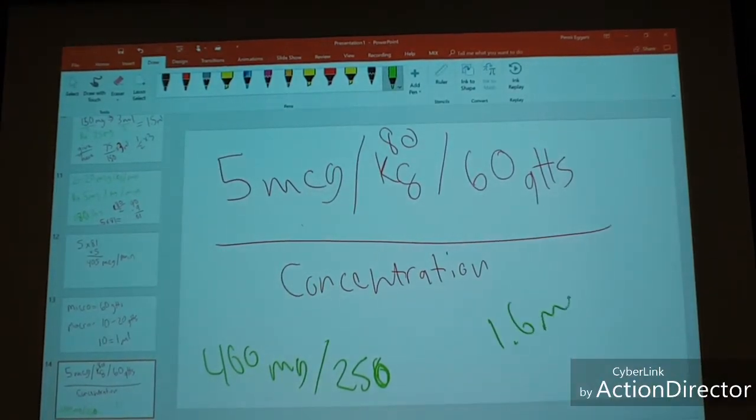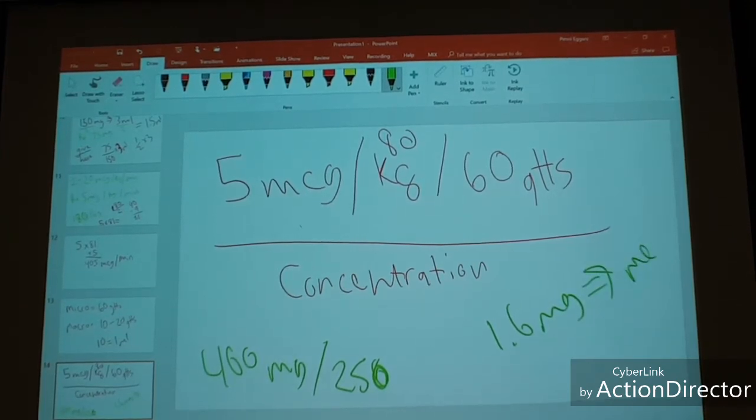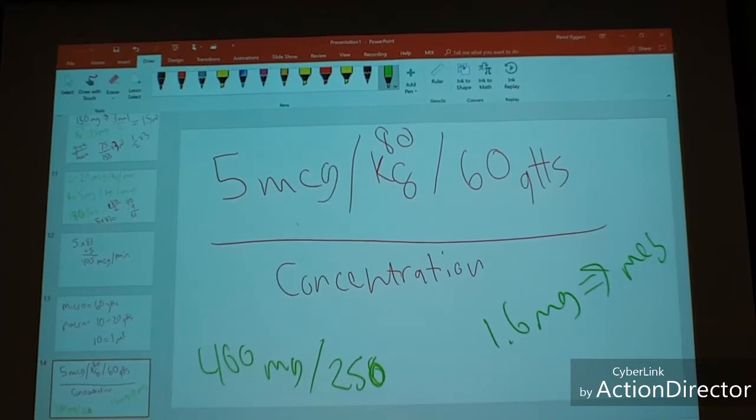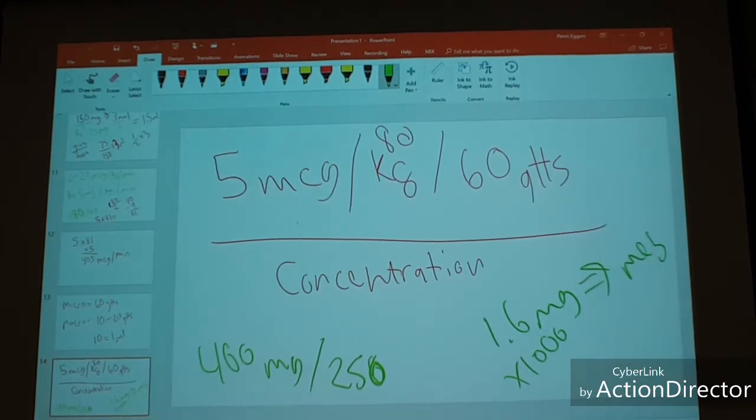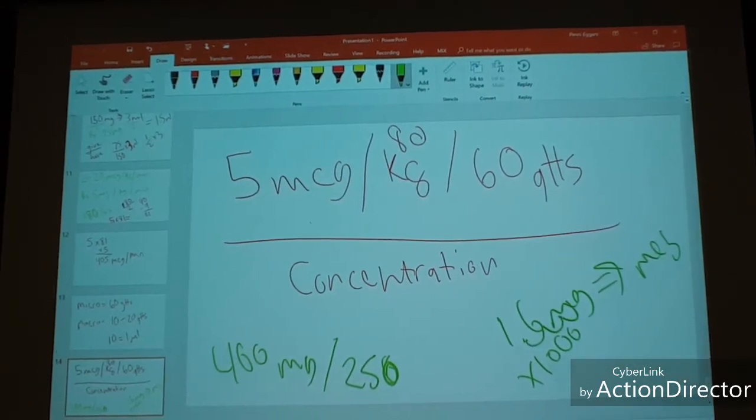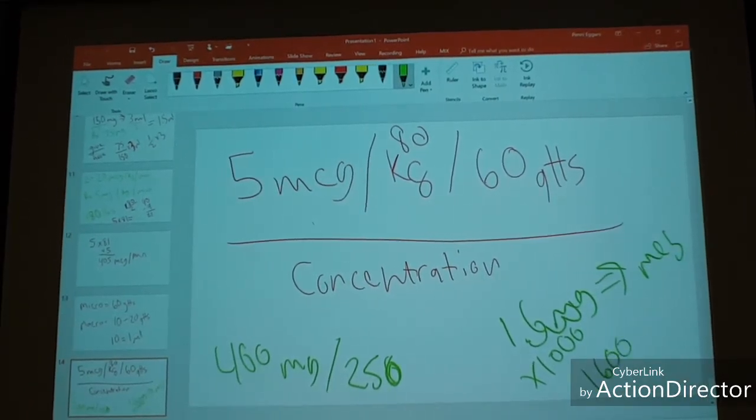1.6 milligrams. I need to make this into mics. What do you do? Times it by 1,000, right? So I just moved my decimal over how many places? 3 places. Good. 1, 2, 3, which is going to be 1,600. Okay?